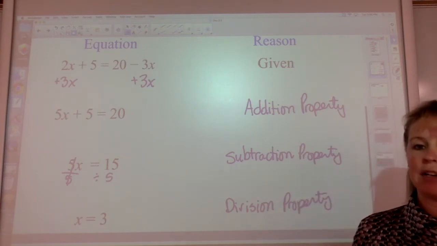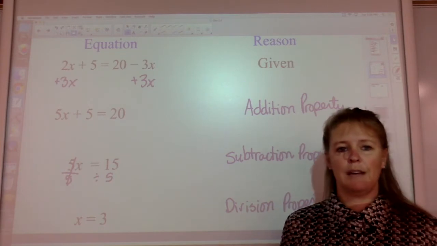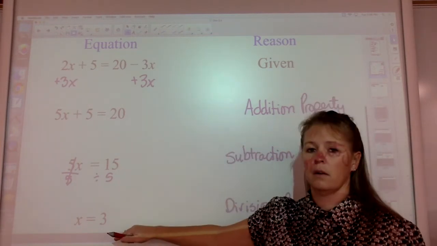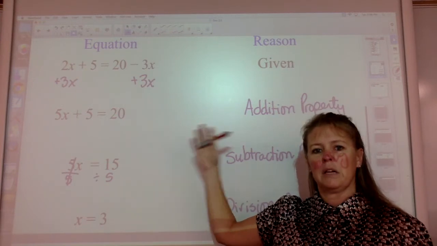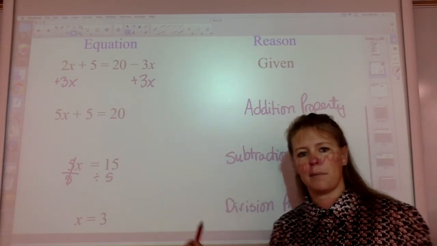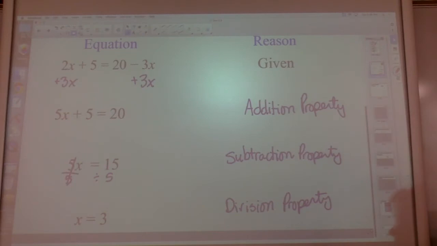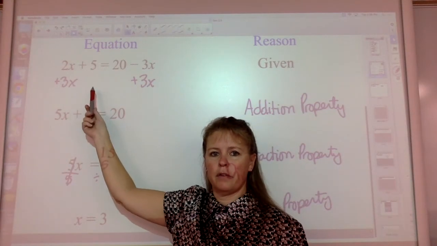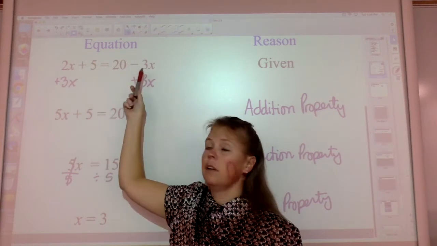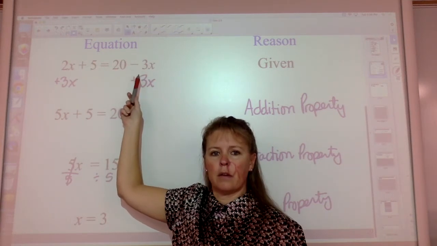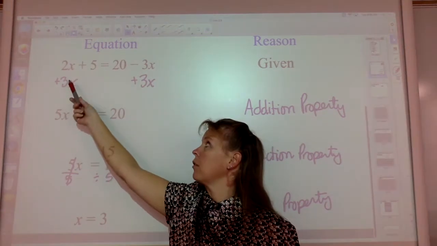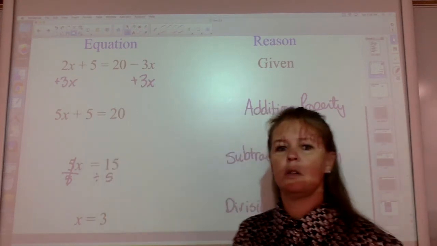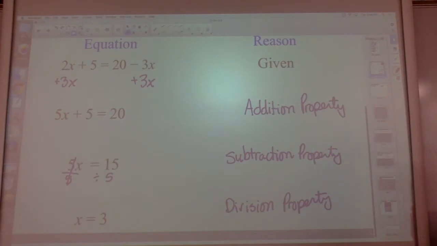So this is a logical argument or logical order of how did you get from here to here. There's got to be a reason because you use the addition property, the subtraction property, and the division property. Now recognize some of you could have done that in a different order. You could have done the subtraction property first and taken the negative 5 and subtracted it over here by the 20. You could have done subtraction property by subtracting 2x over by the negative 3x. There's different ways to do it, but you'll end up with the same result.